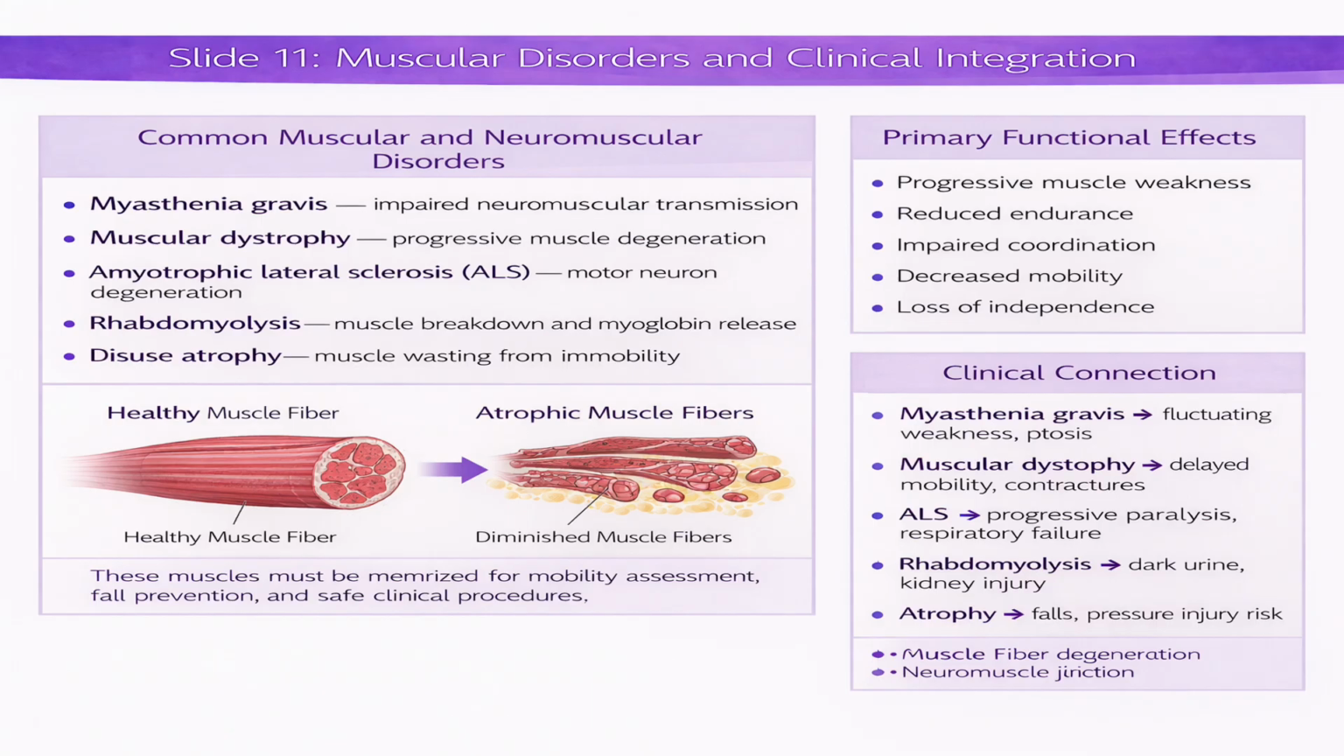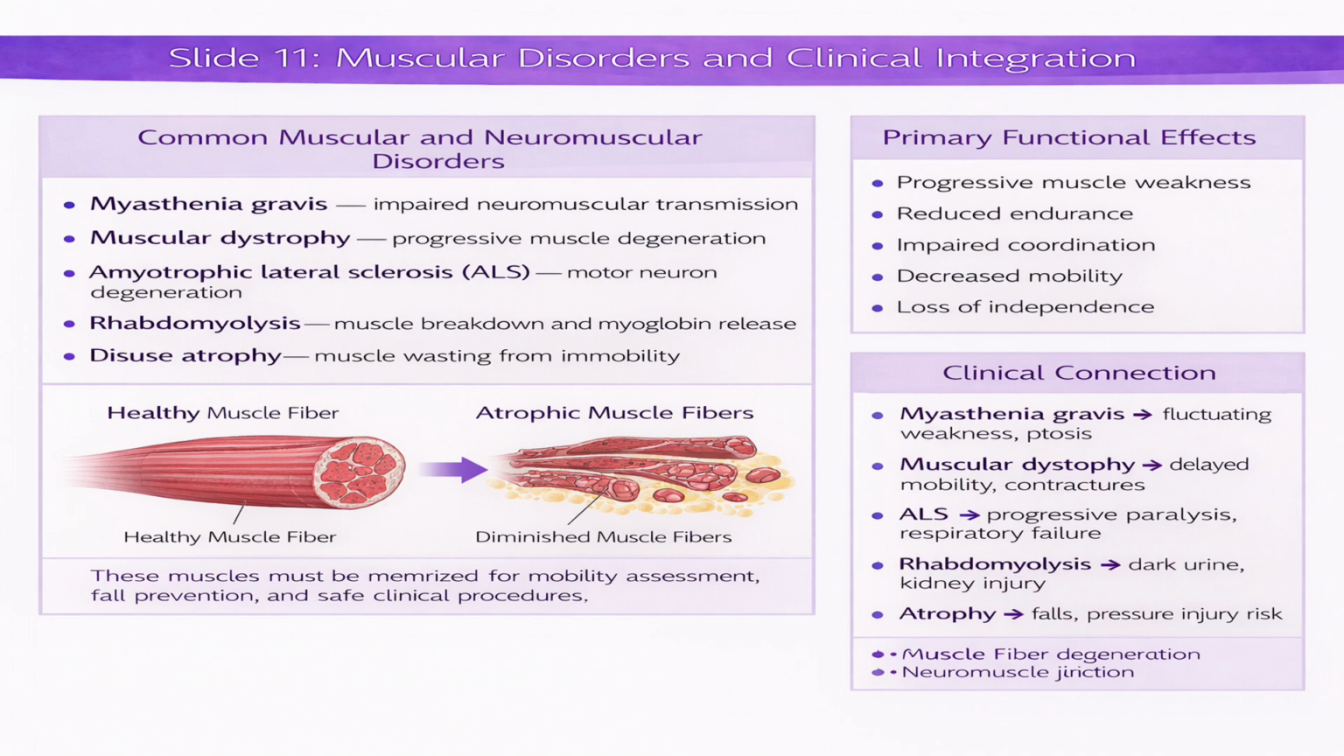In this slide, we are focusing on common muscular and neuromuscular disorders and how they affect patient function and safety. These conditions interfere with normal muscle contraction, coordination, and endurance, and they often lead to reduced independence and increased risk of injury. Understanding these disorders allows nurses to recognize early warning signs and intervene appropriately.